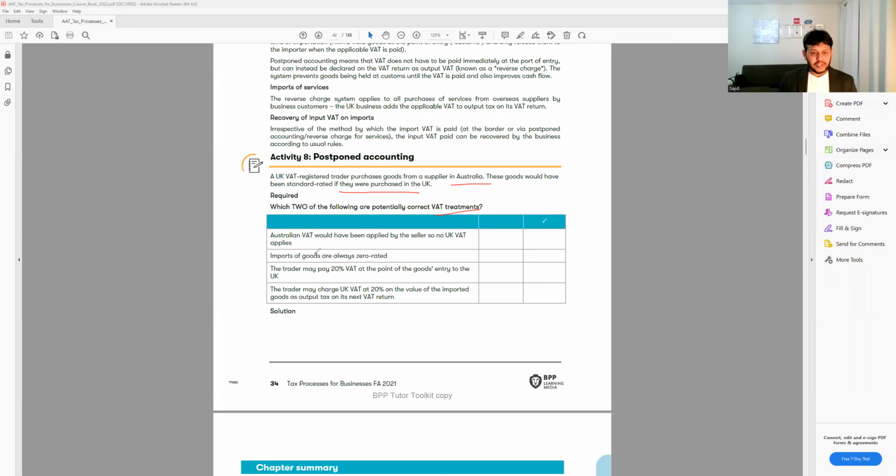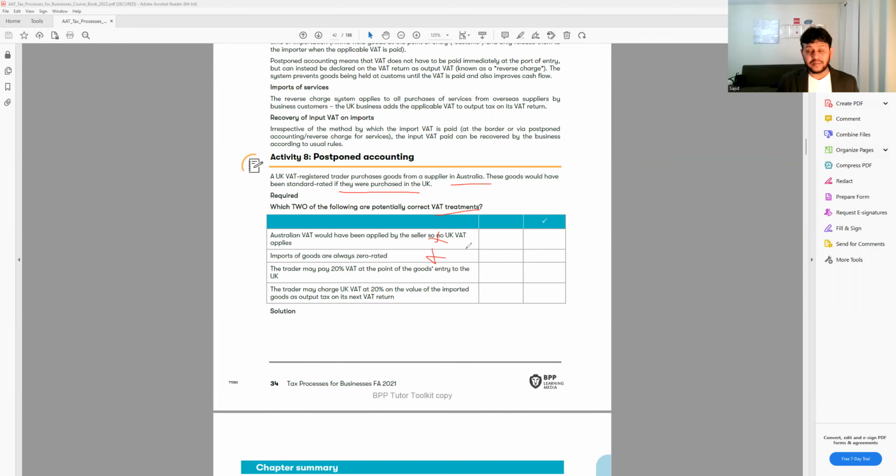So let's have a look. The first one says Australian VAT would have been applied by the seller, so no UK VAT is applied. That's not true, because when you buy from Australia, they will hold the goods at the airport in the UK. I have to pay the VAT to release it. I said no. Import of goods are always zero rated? Remember that imports are not zero rated. It is exports that are always zero rated, not imports.